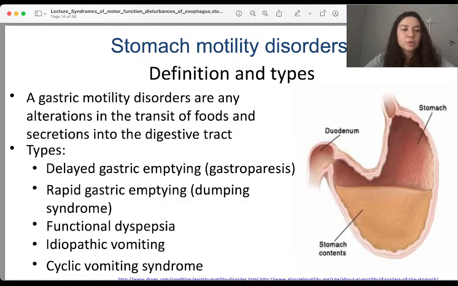They include delayed gastric emptying, or another name for it, gastroparesis. It is rapid gastric emptying, the opposite situation, which we name dumping syndrome. It can be functional dyspepsia. It can be idiopathic vomiting and cyclic vomiting syndrome.